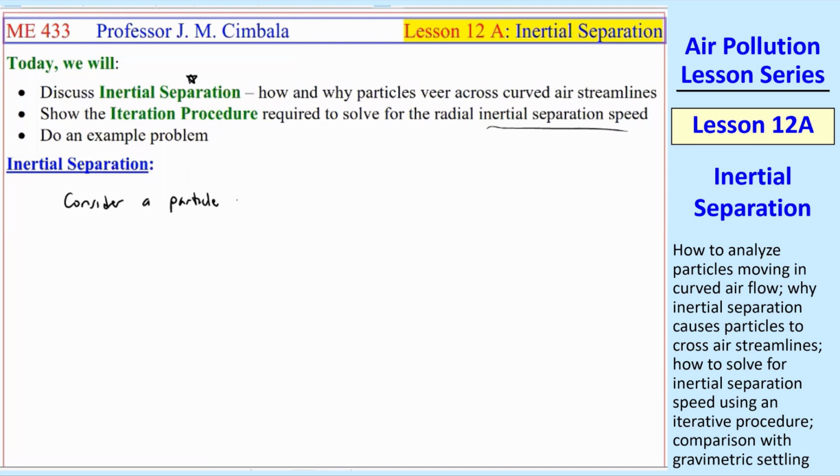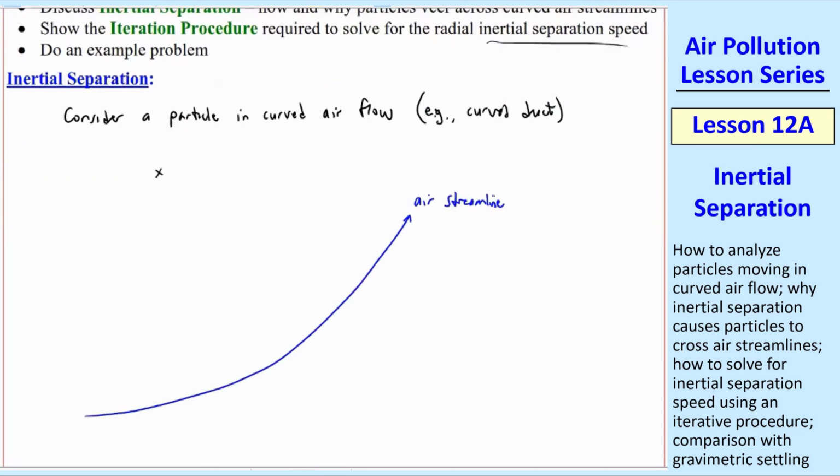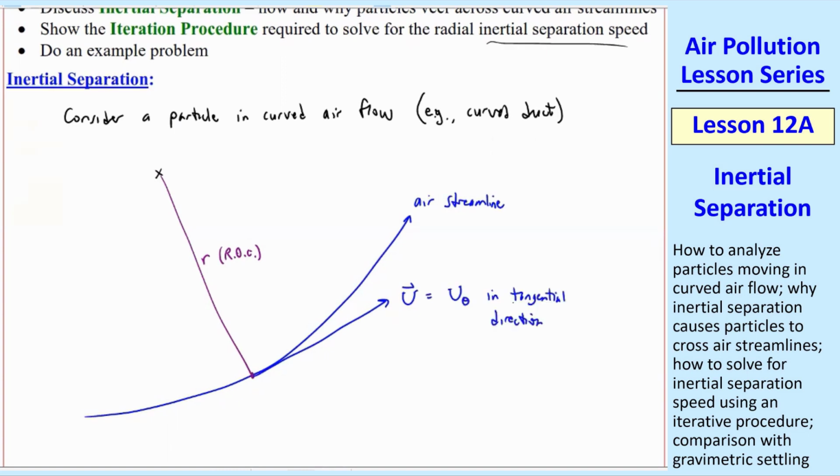Let's consider a particle in curved airflow, for example, a curved duct. Consider an air streamline with some radius of curvature r. Let the airspeed u vector be tangent to this air streamline. This is a vector and its magnitude is u theta. Its direction is in the tangential direction, tangent to this curved air streamline.